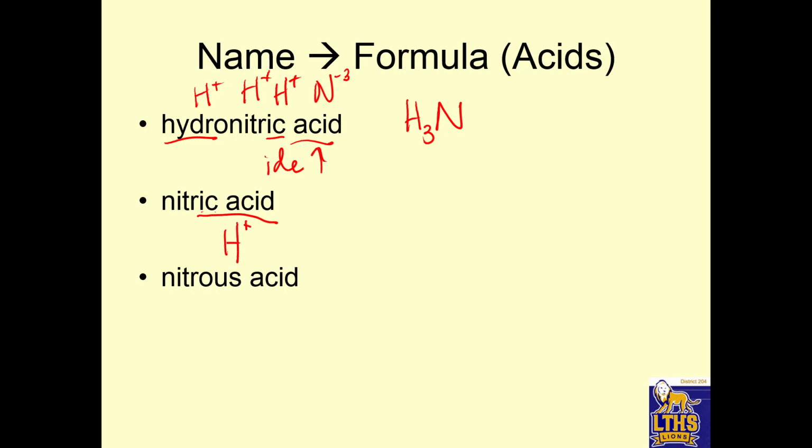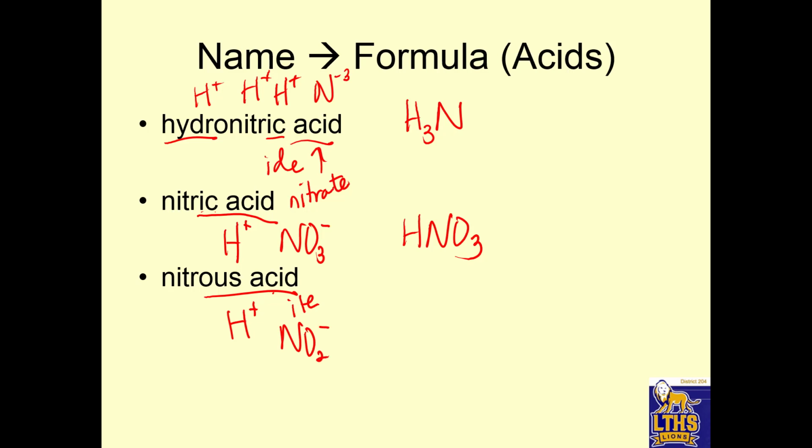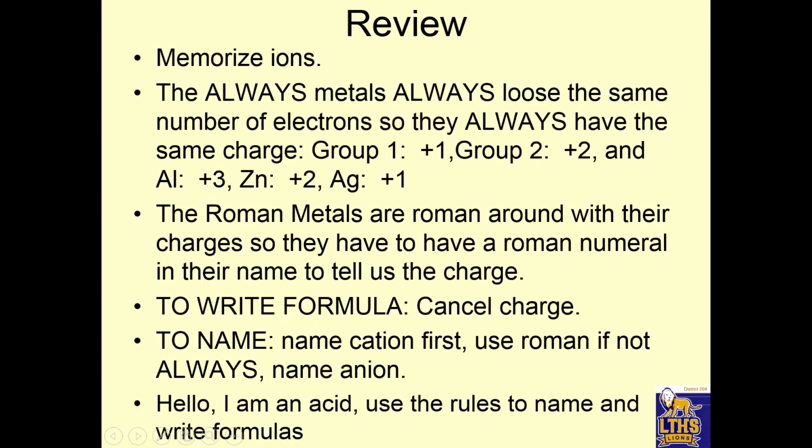All right, ic acid came from ATE, so it came from nitrate, which is NO3 negative, and then you put them together, 1 to 1, HNO3. Ous acid, hello, acid. Ous came from ITE, so it came from NO2 negative, nitrite, HNO2. All right, get it, ITE.